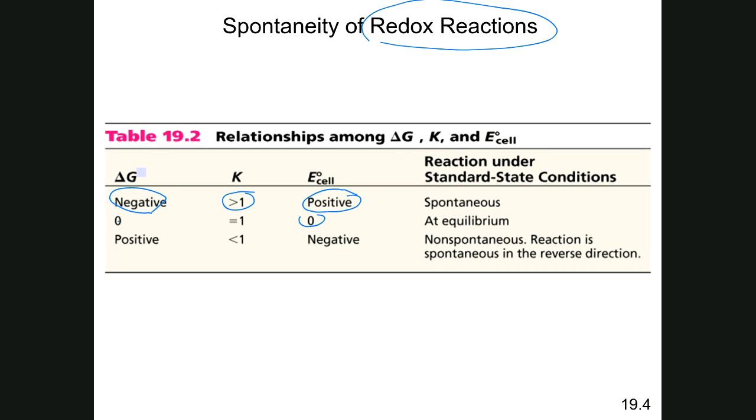This is at equilibrium. For non-spontaneous, delta G would be positive. The value for K is less than 1, meaning that you have less product than reactant, and the E cell value would be negative. So this is a non-spontaneous reaction. If a reaction is spontaneous, the reverse of that same reaction is going to be non-spontaneous.